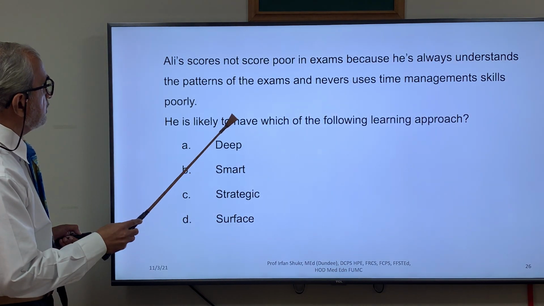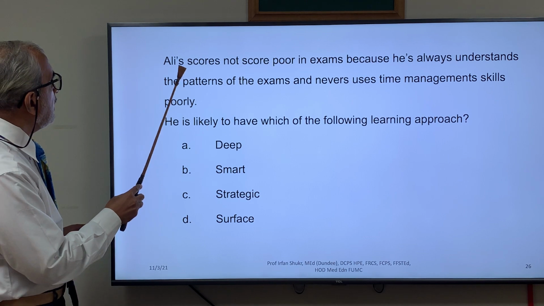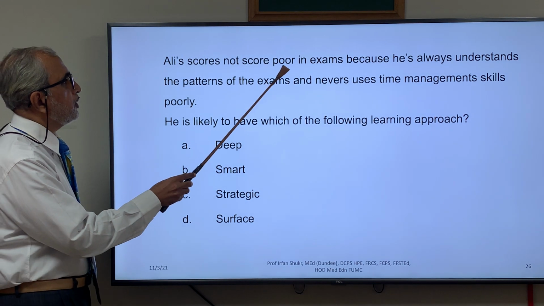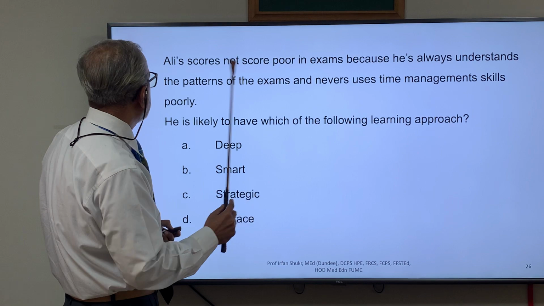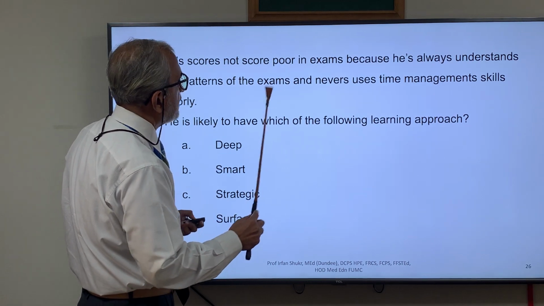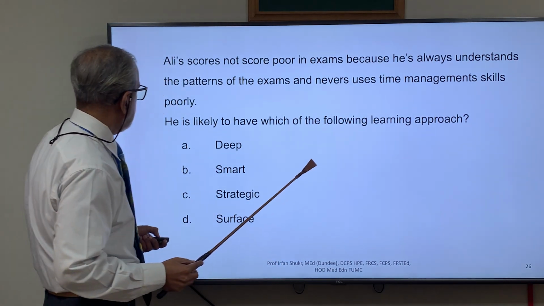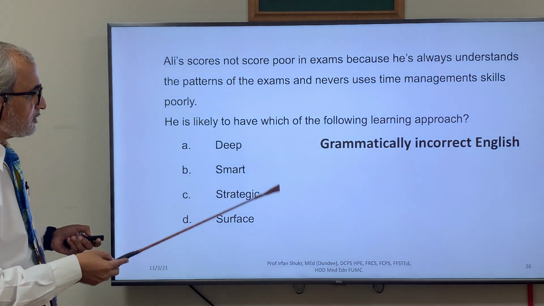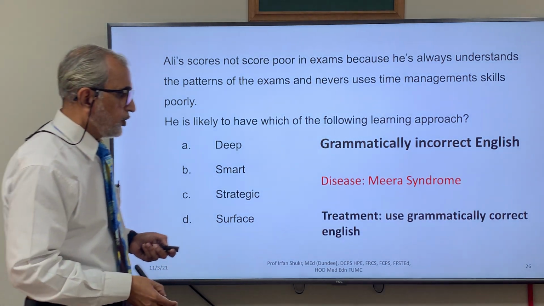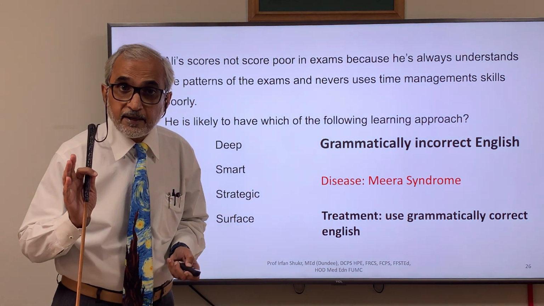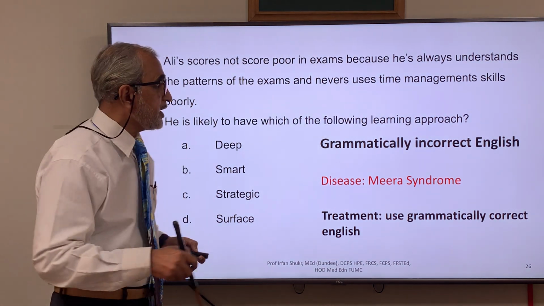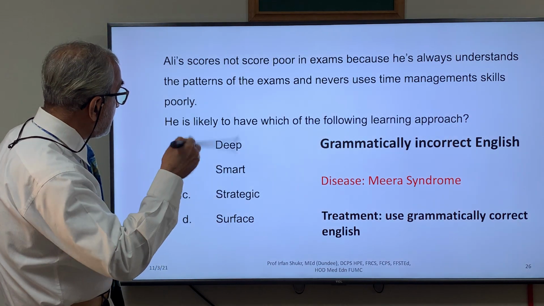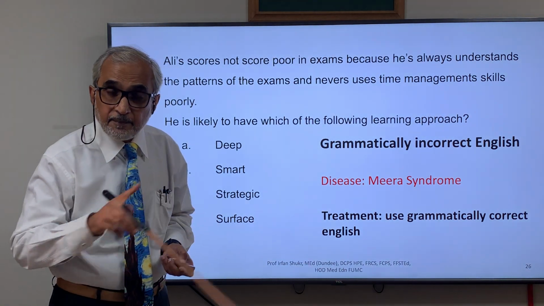Now if you see this one, Ali scores not score poor in exams because he always understands the patterns of the exams and never uses time management skill. Very interesting. It is grammatically incorrect English. So therefore, use grammatically correct English, such an English which can provide even link with these together grammatically.